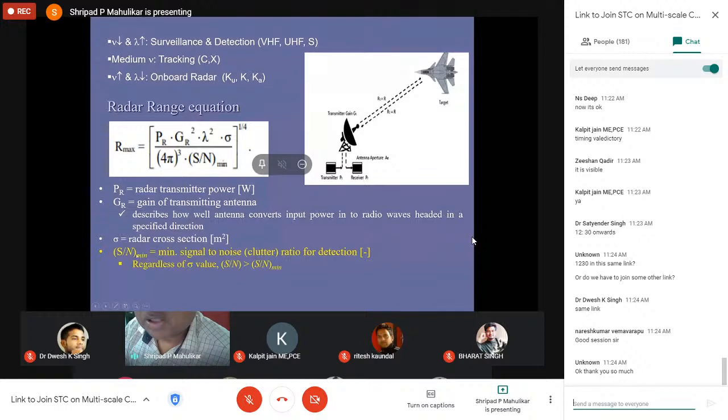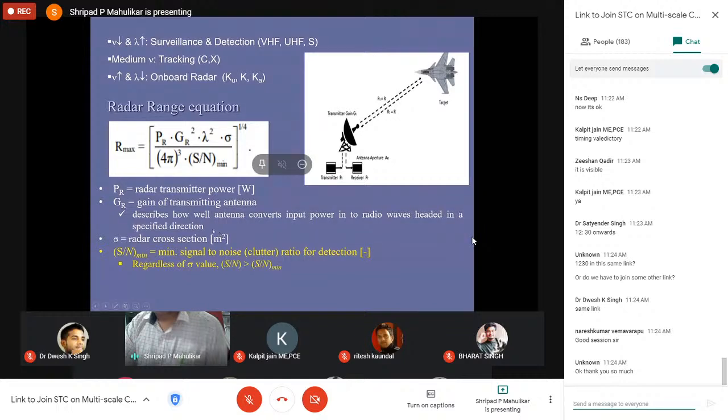And S by N min is the minimum signal to noise ratio. Noise, in the case of radar, is called the background or the terrain clutter. So S by N min is the minimum signal to noise ratio that is needed for detection, and this is regardless of the radar cross section value. For detection to take place, the signal to noise ratio has to exceed the minimum.